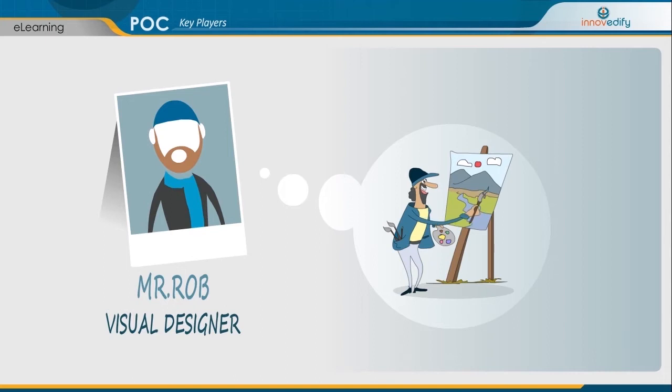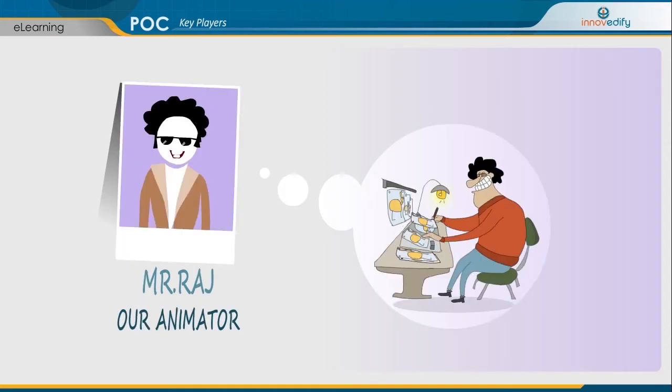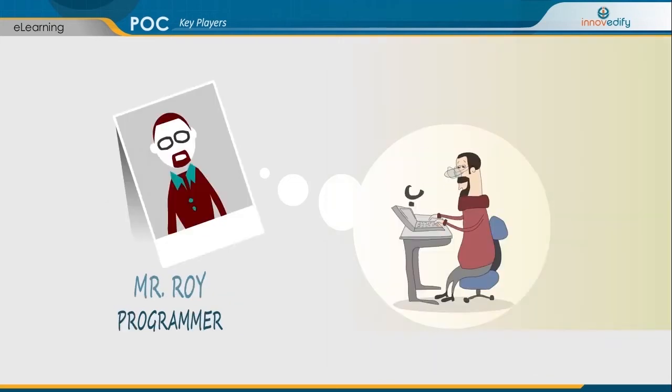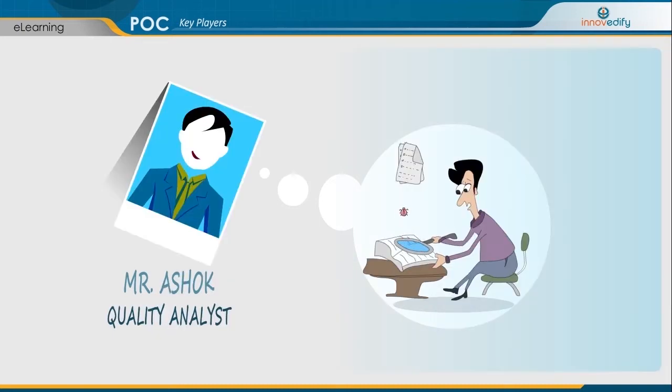This is Mr. Rob, our visual designer. He creates the graphic user interface and sets standard for graphic designs. This is our animator, Mr. Raj. He gives life to the characters. This is our voice-over artist, Ms. Jessica. She is our narrator and gives voice to the script. Mr. Roy is our programmer. He programs the interactivity and creates SCORM package for LMS deployment. This is Mr. Ashok, our quality analyst. He keeps testing at every stage to make sure that everything is in sync according to the storyboard.